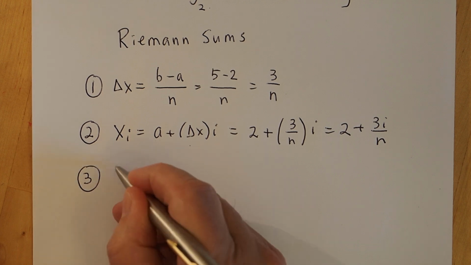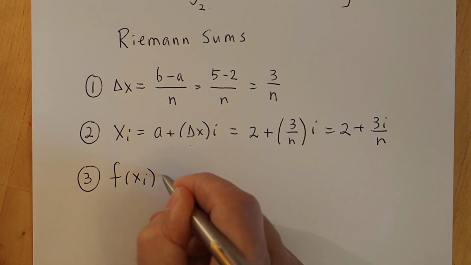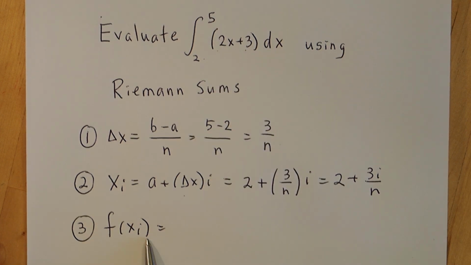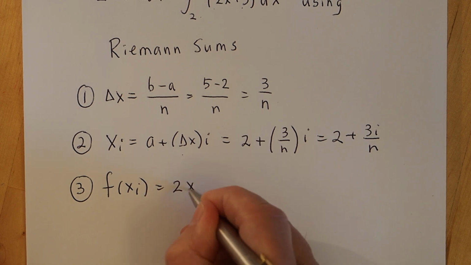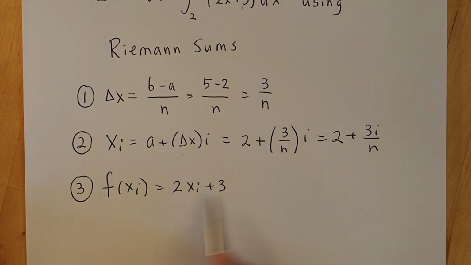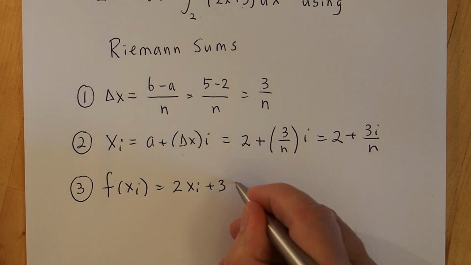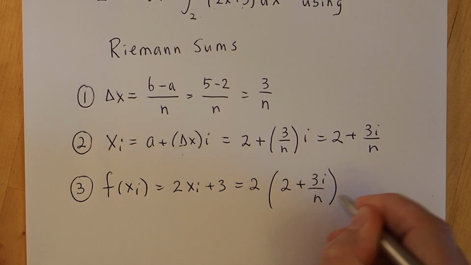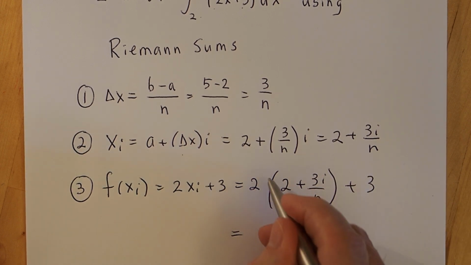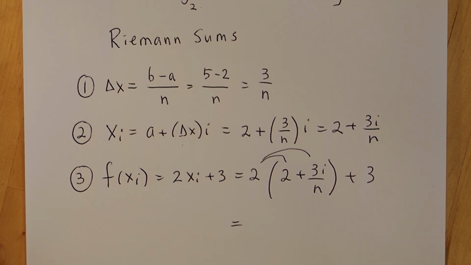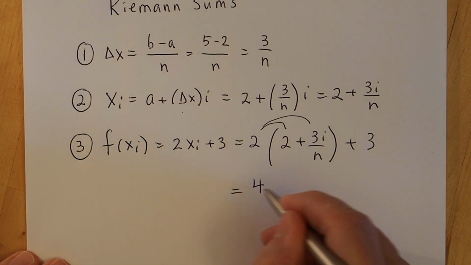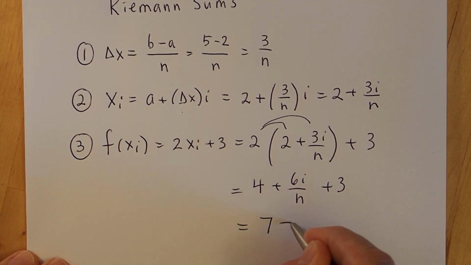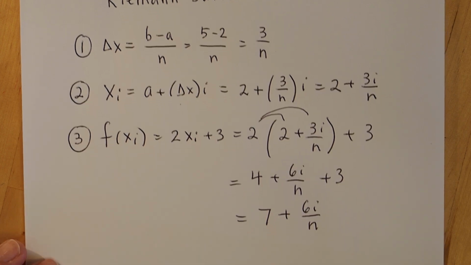The third step is to create an expression for f at xi. Now remember, f at x is 2x plus 3. So it stands to reason that f at xi would be 2xi plus 3. But xi was computed in step 2. So that would give us 2 times (2 plus 3i over n) plus 3. Multiply through the binomial by the 2 in front, and you would get 4 plus 6i over n plus 3, which simplifies to 7 plus 6i over n.